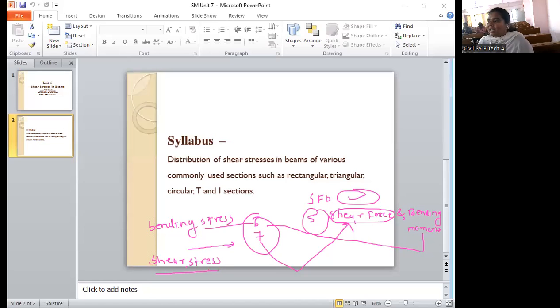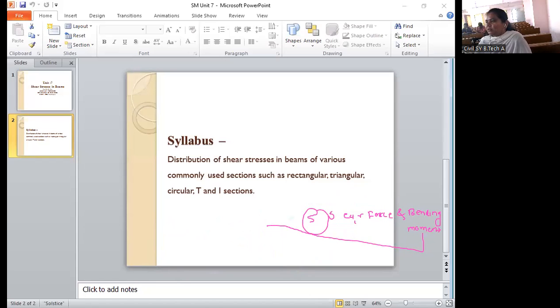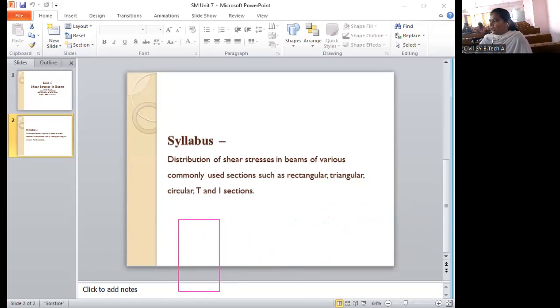Okay, so already we have discussed bending stresses in beam. So anyone please draw here the bending stress distribution diagram. Who can draw the bending stress distribution diagram? Suppose we have taken a rectangular section. For this bending stress distribution diagram, many times we have drawn it. That's why I am asking.